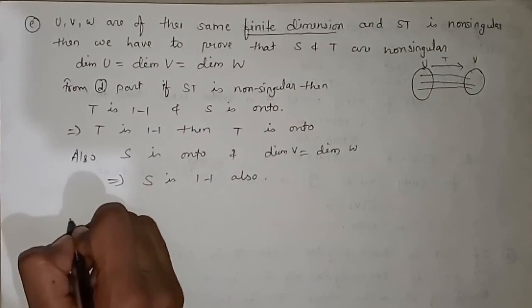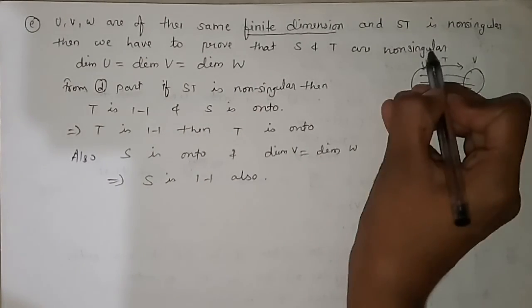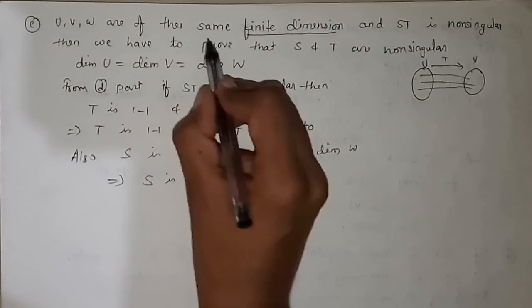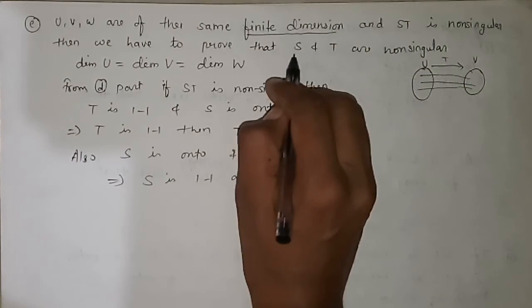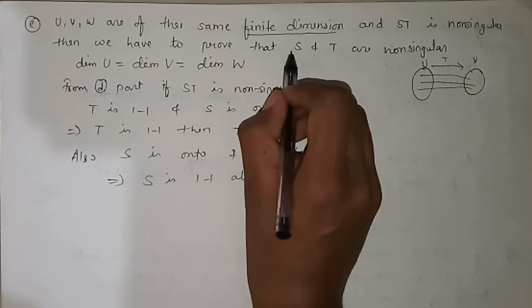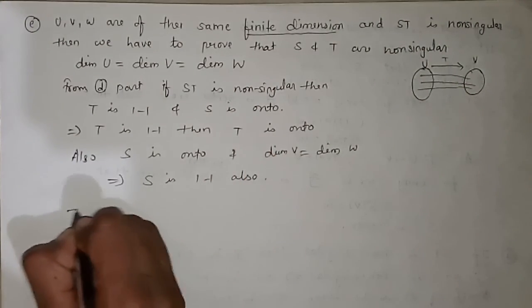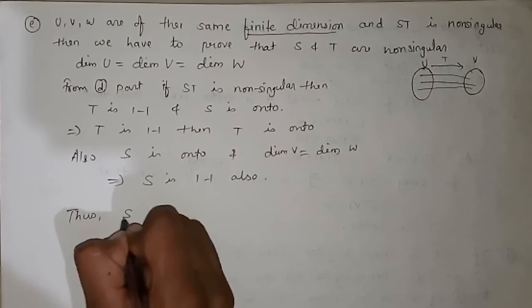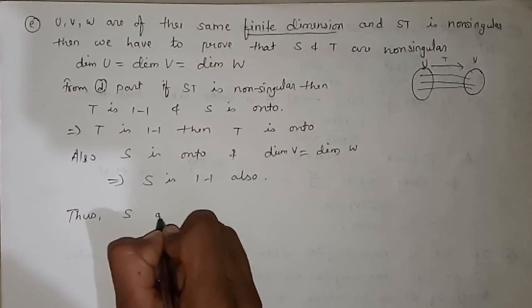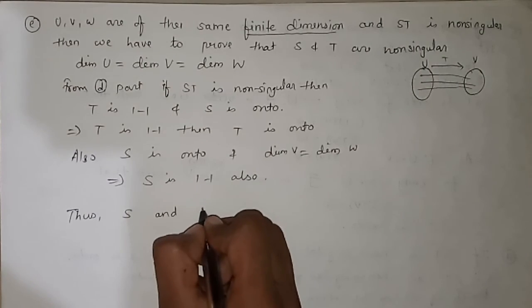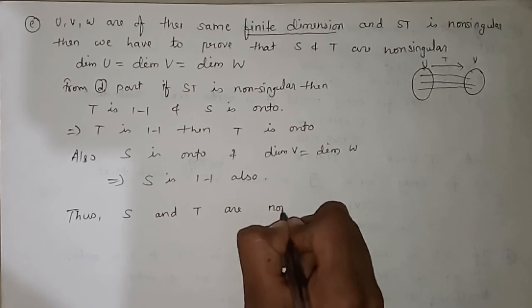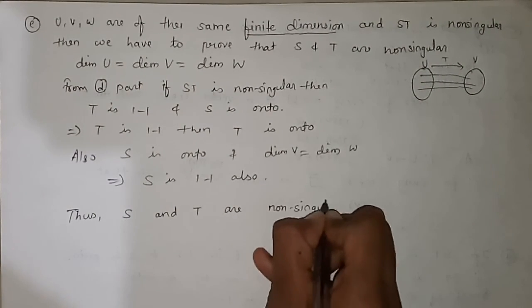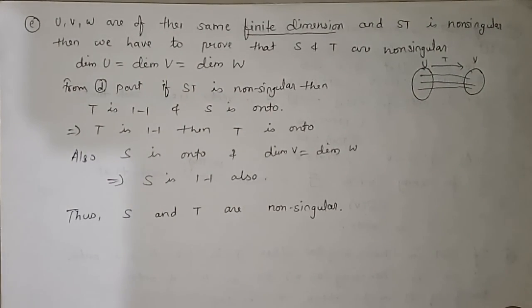So from this we can conclude that if ST is non-singular and dimensions of U, V and W are equal, in the sense of having the same finite dimension, then we can conclude that our S and T are non-singular. So I hope you understand all the parts of this theorem.